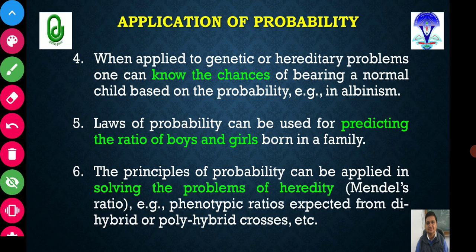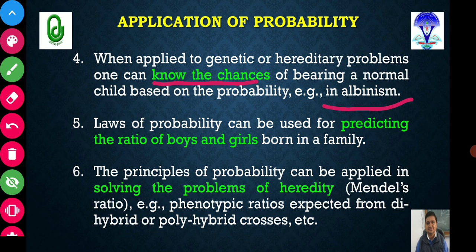Now, when applied to genetic or hereditary problems, one can know the chance of bearing a normal child based on probability, for example in albinism. In humans, and in animals also, there are many genetic diseases like albinism, color blindness, hemophilia, etc. You can predict these diseases in a future generation, that is, whether a couple getting married will have a child with a particular disease or not. All these calculations are based on probability.